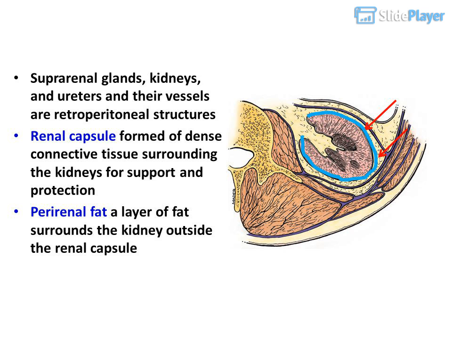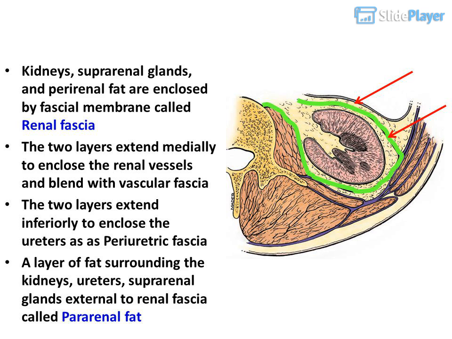Renal capsule is formed of dense connective tissue surrounding the kidneys for support and protection. Perirenal fat: a layer of fat surrounds the kidney outside the renal capsule. Kidneys, suprarenal glands, and perirenal fat are enclosed by a fascial membrane called renal fascia.